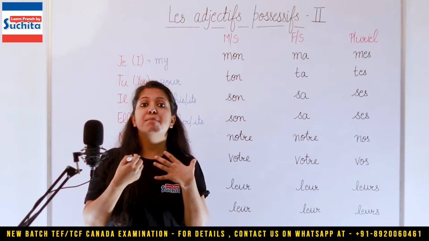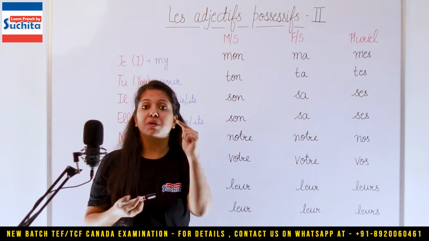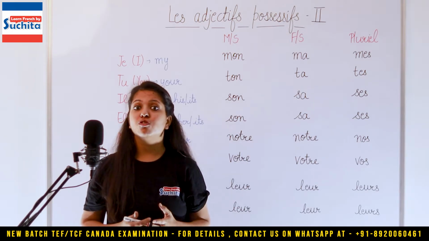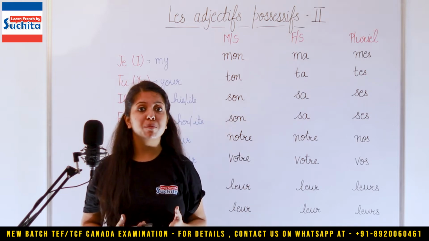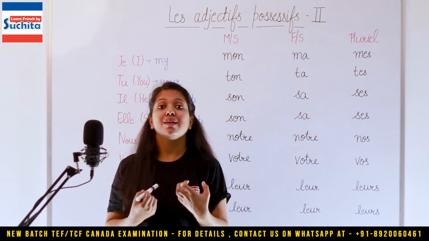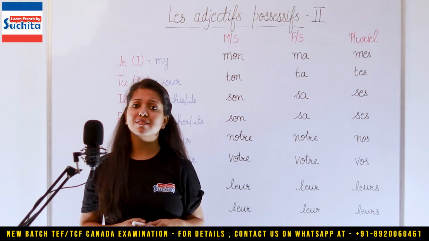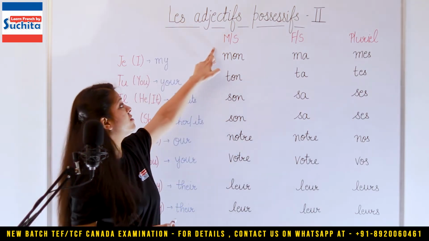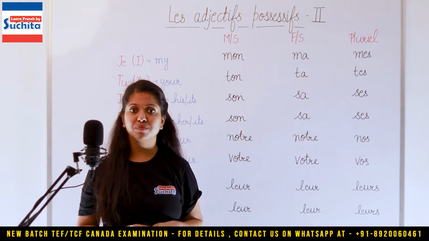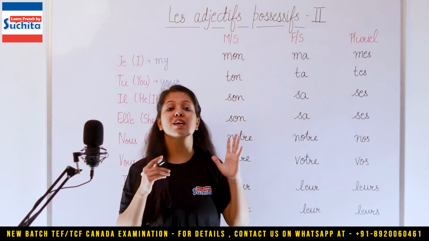Let's say if you want to say ma maison, ma maison. So why did I say ma maison? Because the word which is following that is maison, that is feminine. So that is why I selected something which is feminine. If it would have been something which is masculine singular, let's say mon stylo. So I say mon stylo, why? Because stylo, that is masculin singulier. So masculin singulier, that is mon stylo. Do you get that?